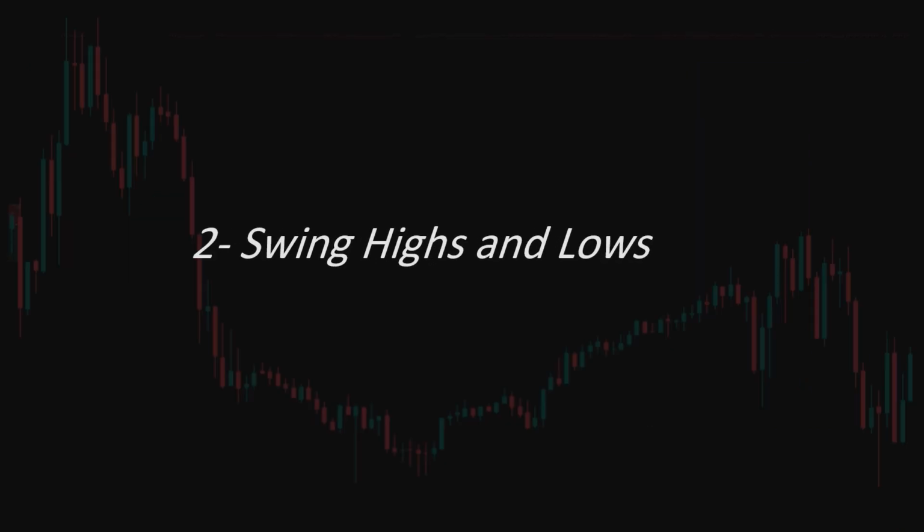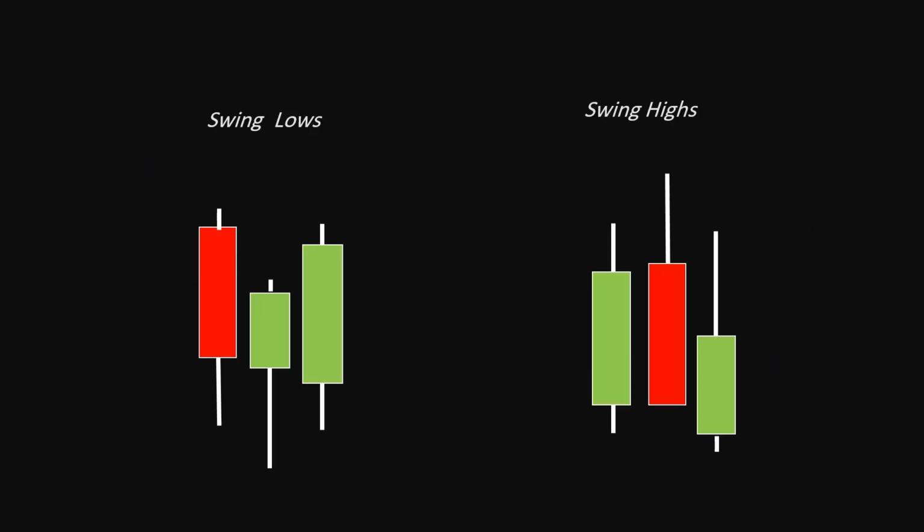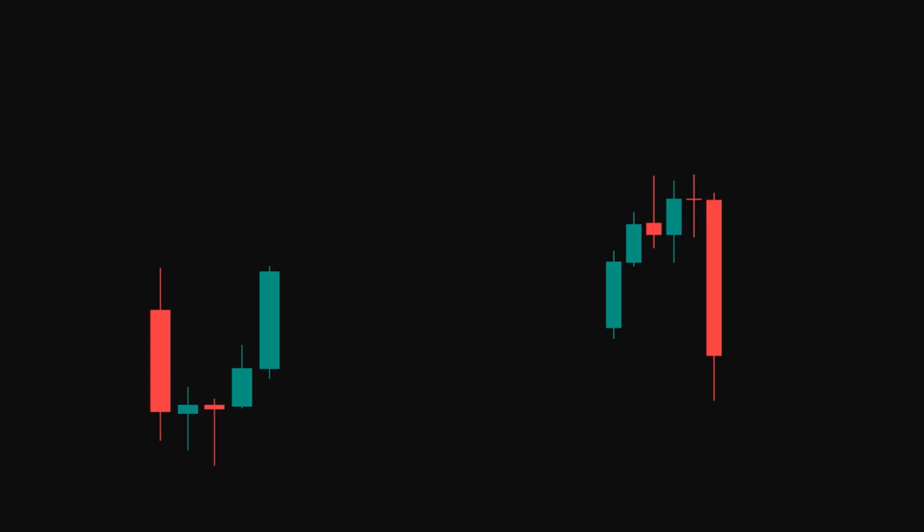Okay, another liquidity level is swing highs and swing lows. Swing highs and swing lows are important concepts in trading. A swing high is a 3-candle pattern where the middle candle has a higher high than the candles on both sides. A swing low is a 3-candle pattern where the middle candle has a lower low than the candles on both sides. You can recognize these patterns after 3 candles close. It's also possible to use a 5-candle pattern for more reliable swings.